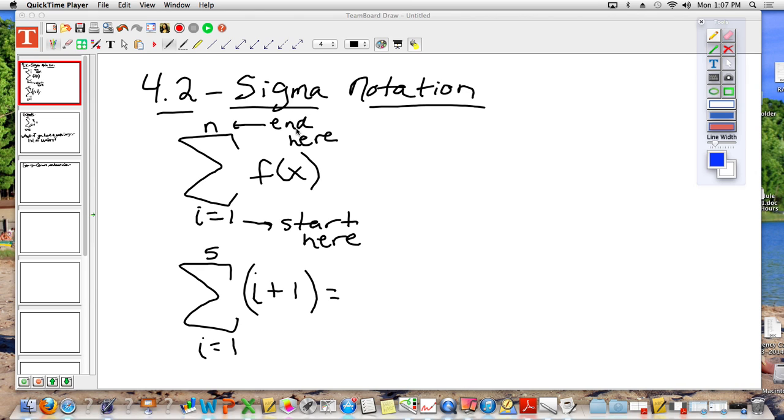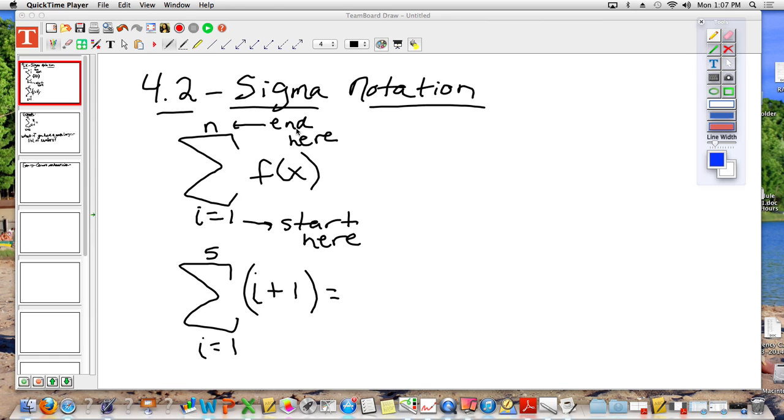So the i equals 1 at the bottom, that just tells you that that's where you start. So we are starting in this case with the first term, and then the number at the top, in this case an n, it just means that your last number would be n, whatever n is. So I gave you an example there. Find the sum of this function for the first 5 terms. So from the first term all the way to the 5th term. So your job would be to evaluate this function when i is 1, when i is 2, 3, 4, and 5, and then add them all together.